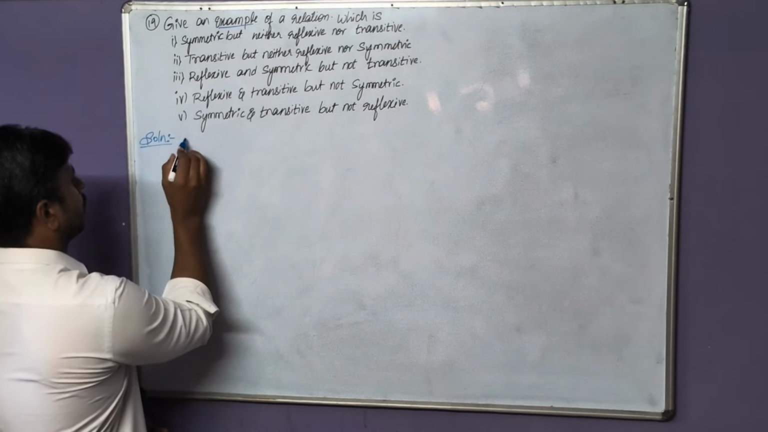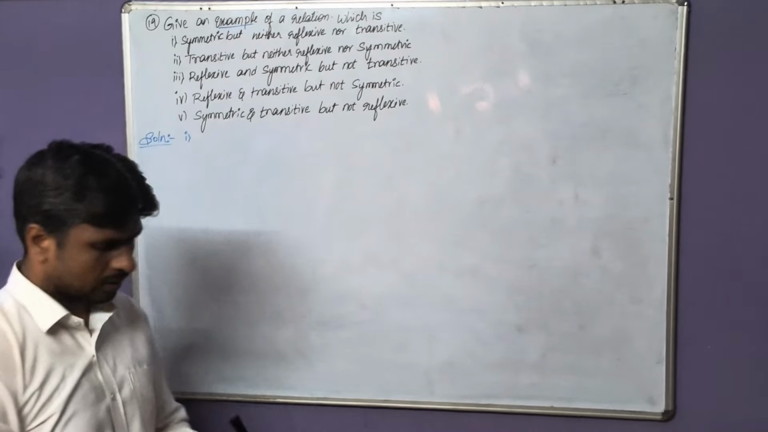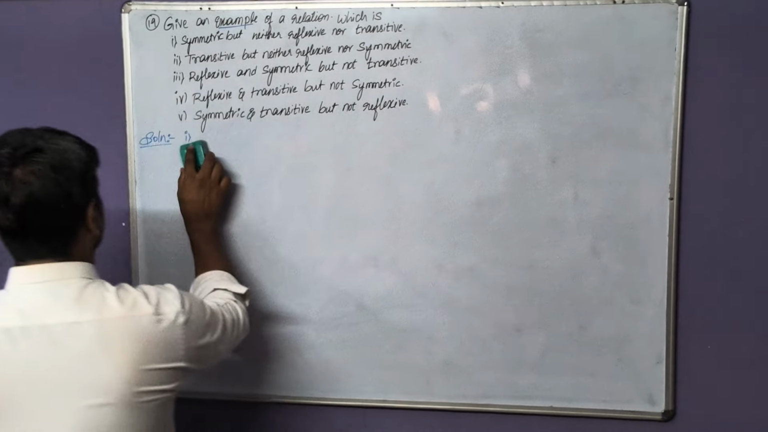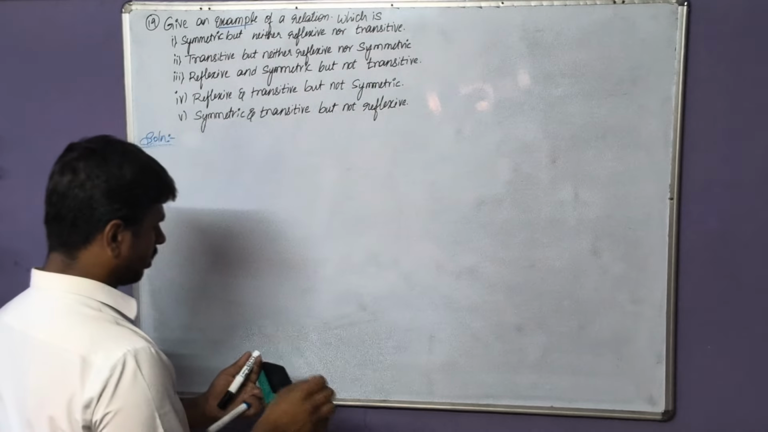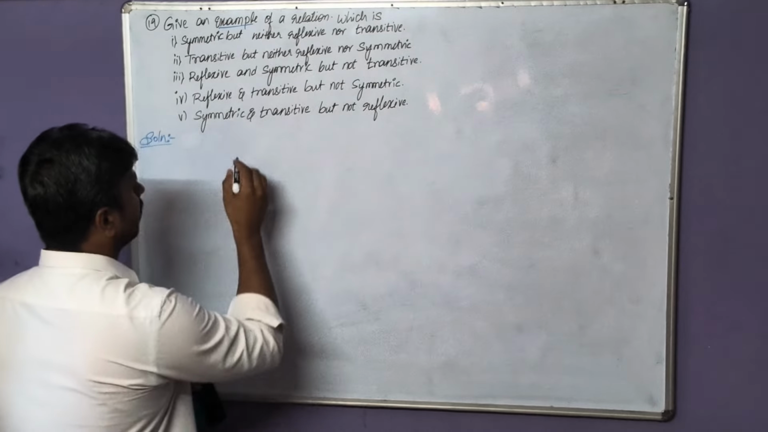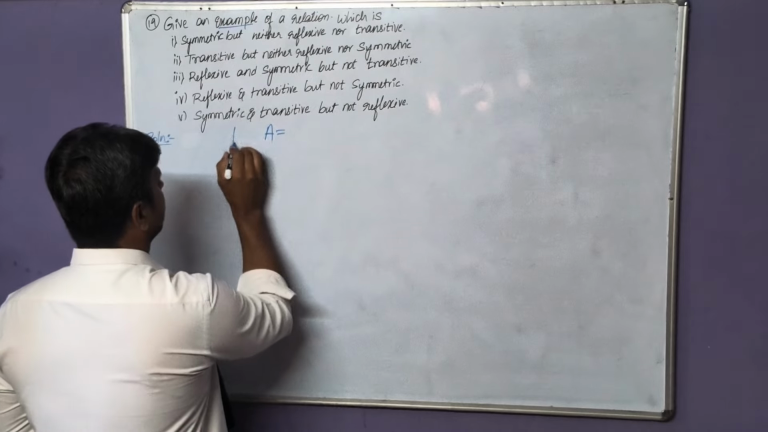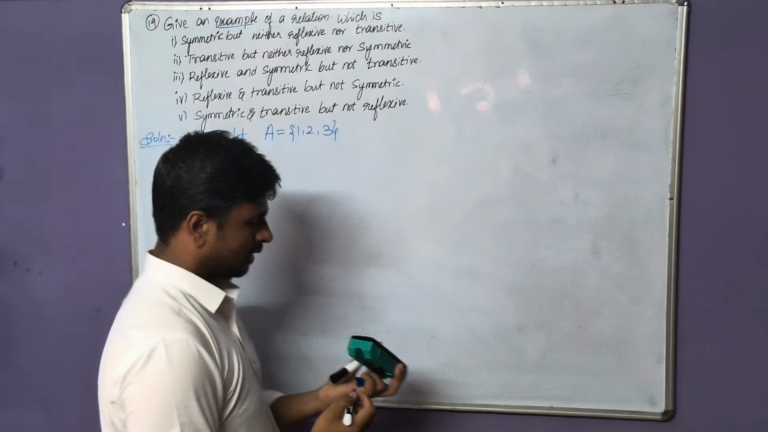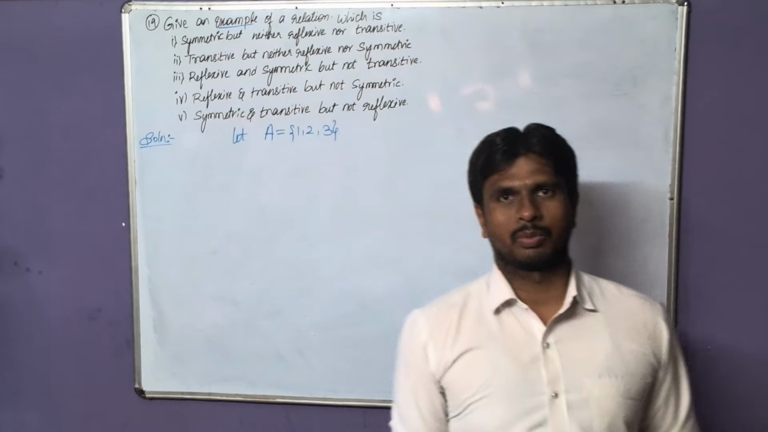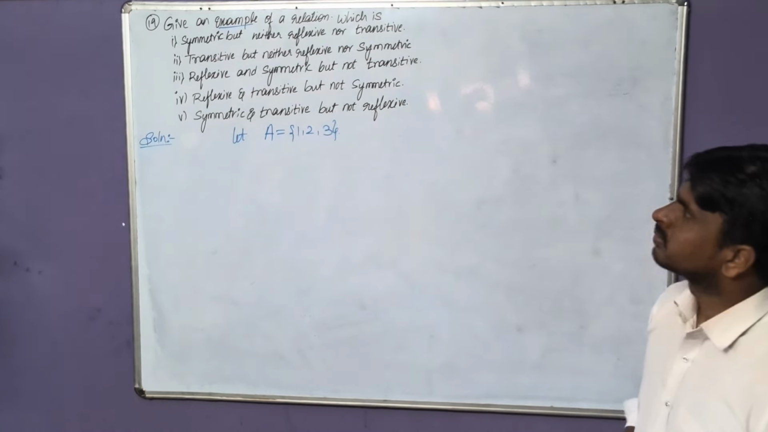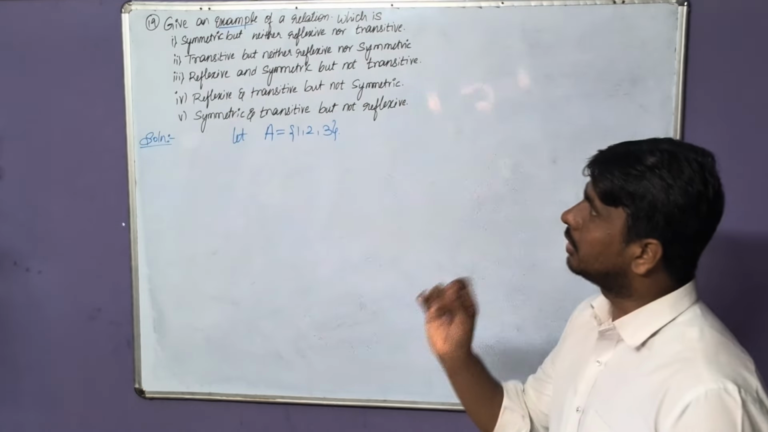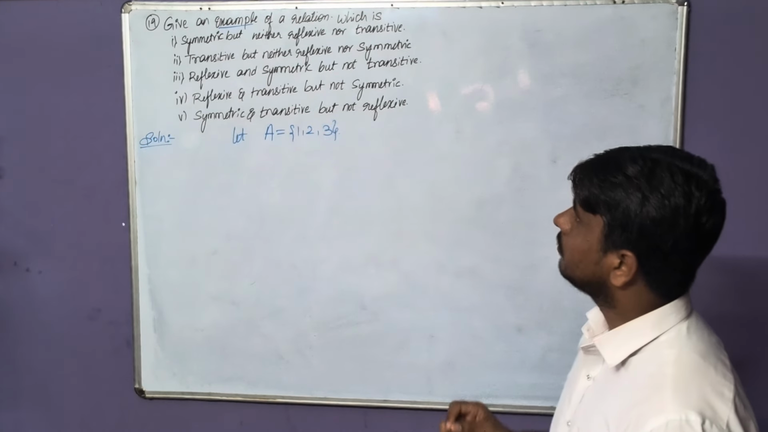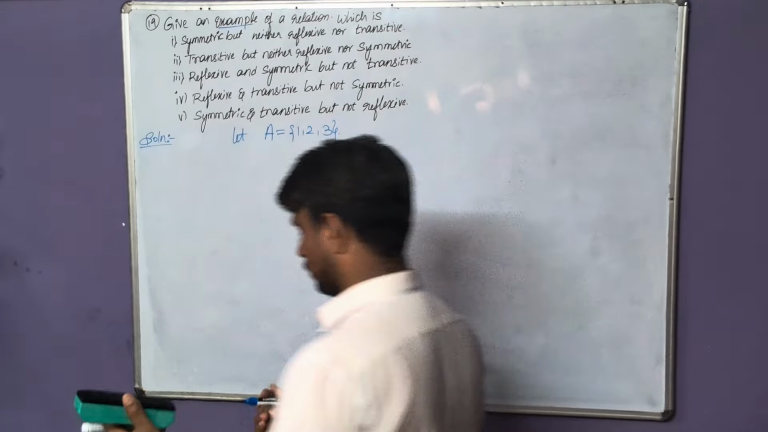For the first sub-question, what is it that they are saying? Before the first or second sub-question, I told you very clearly that to say that the given relation is reflexive, symmetric or transitive, we should take one set. So I am assuming let A is equal to {1, 2, 3}. Under this set, I am about to give an example for the given sub-questions. The first sub-question is, we need to give an example of a relation that must be symmetric but neither reflexive nor transitive.